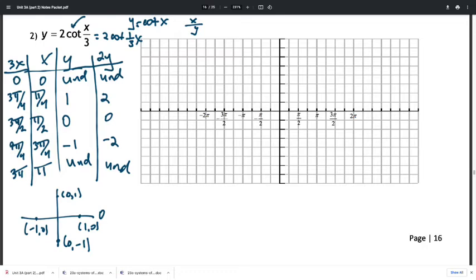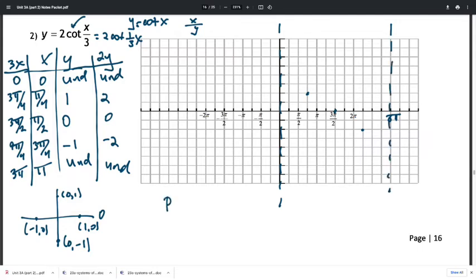All right, so at 0, we have an asymptote. At 3 pi over 4, we have the number 2. At 3 pi over 2, we're at 0. At 9 pi over 4, we have a -2. And then right here is 3 pi. At 3 pi, we're at undefined again, so we have another asymptote.